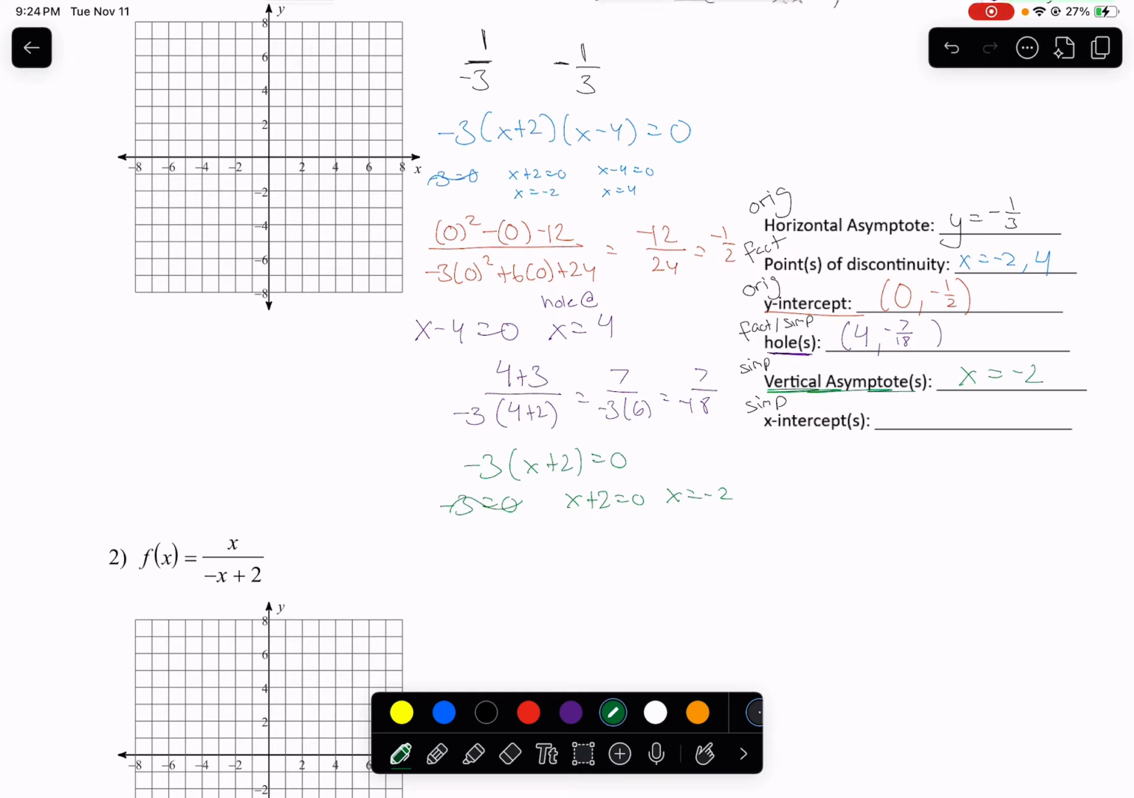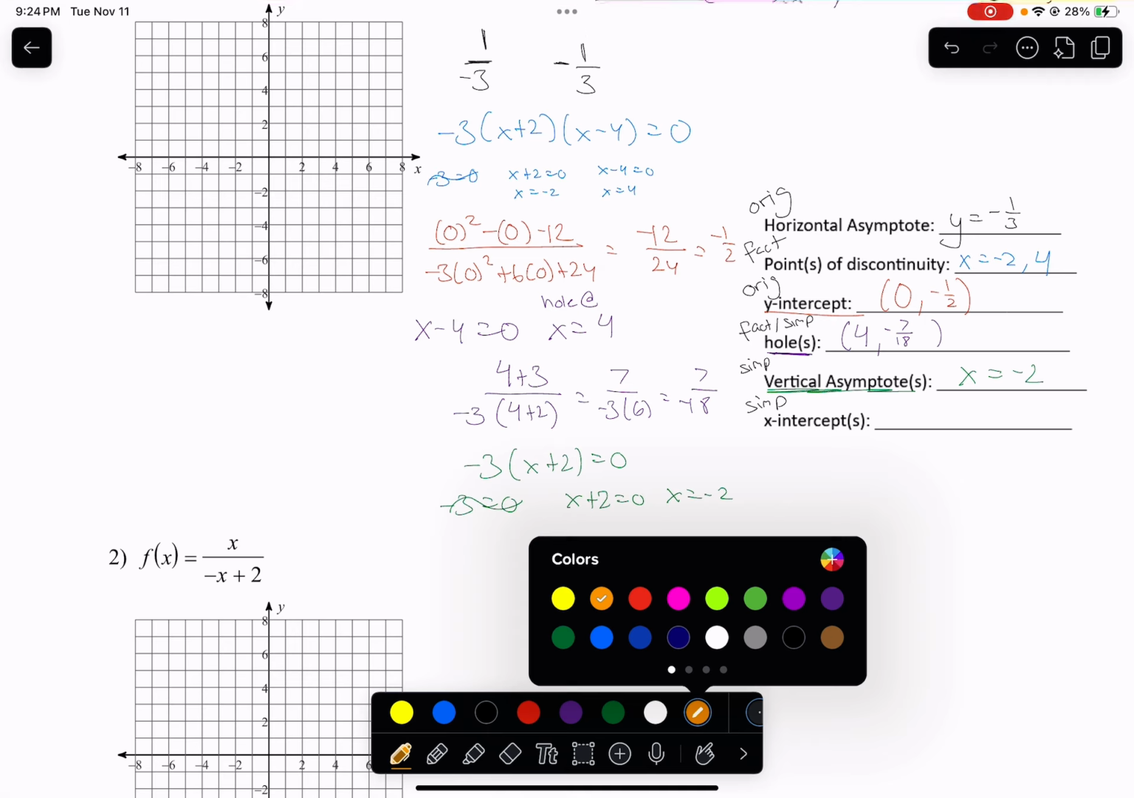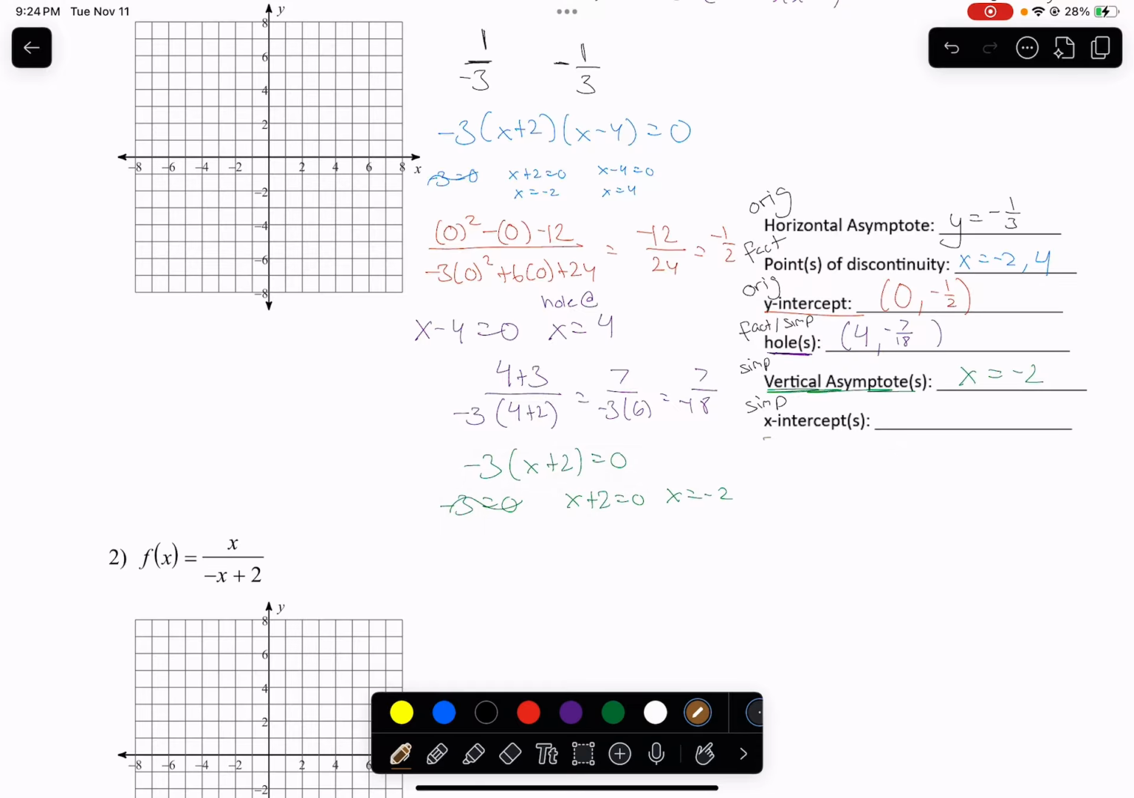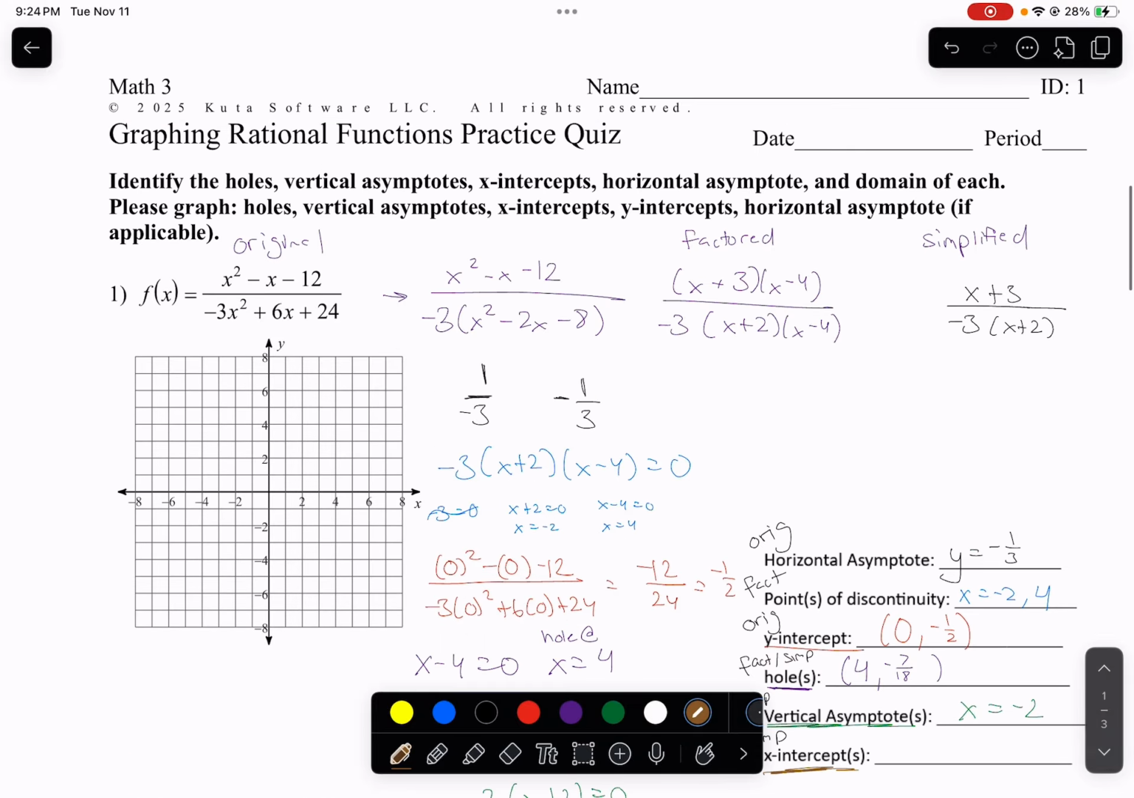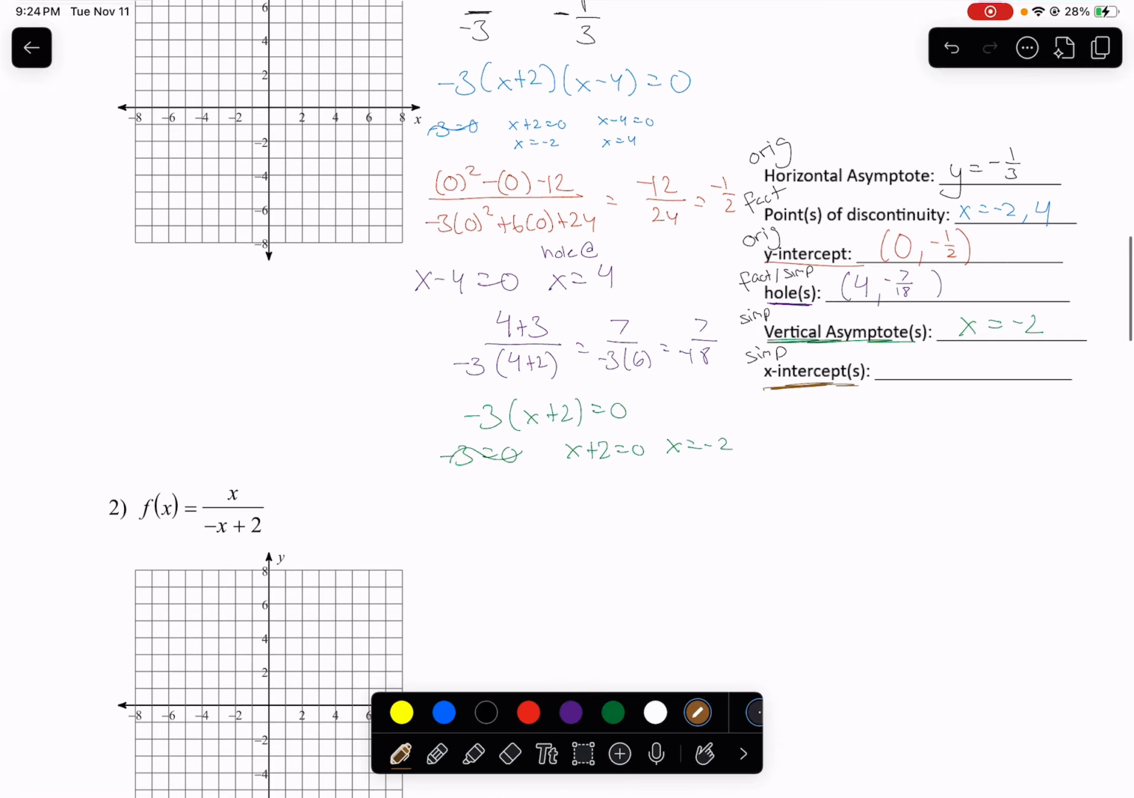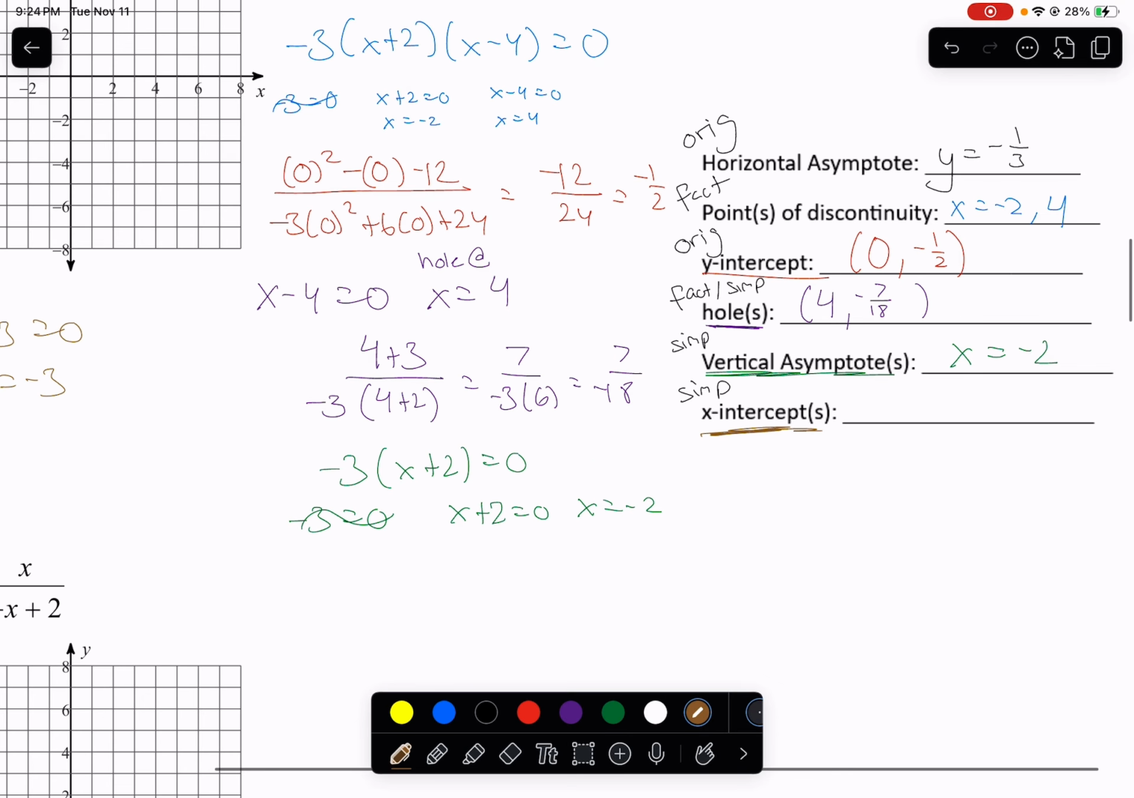And then for my x-intercept, what's a fun color I have not yet used? I guess we'll just do brown. To find my x-intercepts, I set the numerator of my simplified version equal to 0. So I do x plus 3 equals 0. I get that x equals negative 3. So my x-intercept is going to be at negative 3, 0.